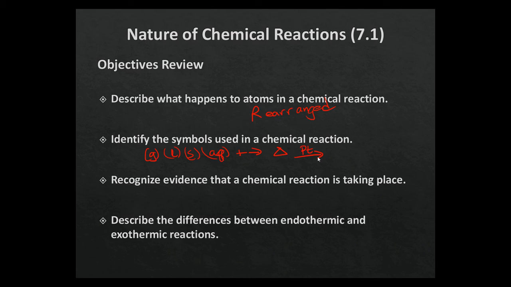Describe the differences between endothermic and exothermic reactions. So now we can, again, describe that. Endothermic is absorbing energy. It's going to get cold if you touch it because it's going to pull the heat out of your hand. Exothermic reactions are releasing energy, and it's going to be hot to the touch because it's exuding energy out from it and putting that energy into your hand.